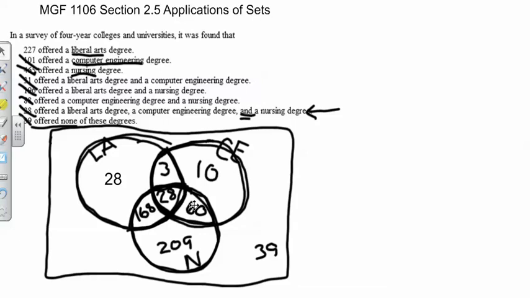If it said how many of the colleges in the survey offered only a computer engineering degree, well, since it said only offered a computer engineering degree, that means we don't want it to be in any of the other circles except for computer engineering. So that would be 10 colleges that are over there in region or area 3. Those 10 colleges only offer computer engineering. Just like those 209 colleges at the bottom in region 7 only offer nursing, because they're outside of the circle for liberal arts and for computer engineering. Good luck.